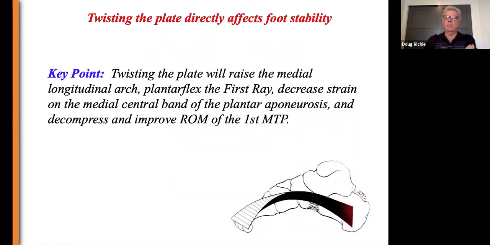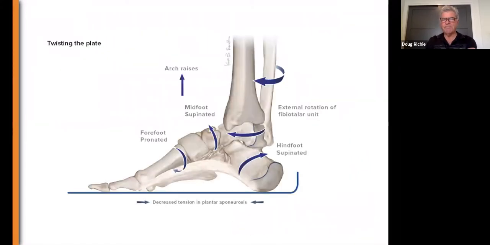And as I show in the book, when we twist the plate favorably, it seems to do everything we try to do with foot orthoses. It raises the medial longitudinal arch, it plantar flexes the first ray, it decreases tension on the plantar fascia, and it improves range of motion across the first MTP. Those are all things we strive to do with our patients in almost every foot orthotic application.